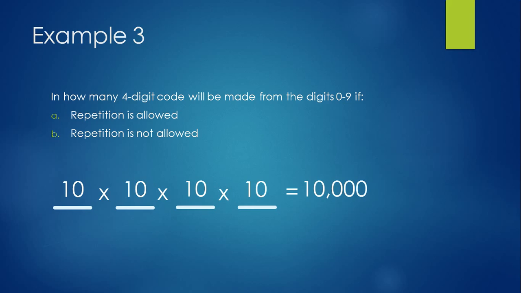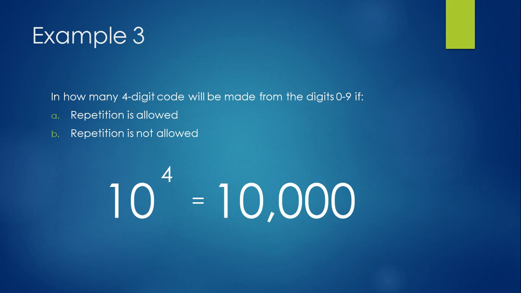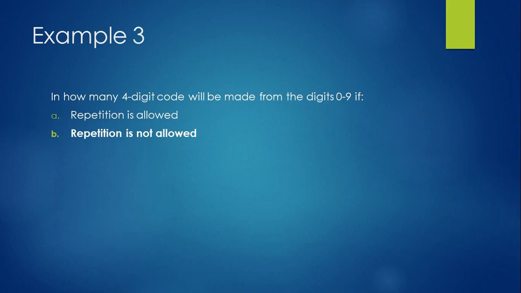By using the formula, the solution would be 10 raised to 4, since 10 is the total number of elements, and 4 is the number of elements taken to be used for the arrangement. So the answer would be 10,000, same as before. For letter B, in the first position, there are 10 arrangements. Since in this case, repetition is not allowed, the digit from the first position cannot be used again in the second position. So there will be 9 arrangements. In the third position, there will only be 8 arrangements left. And in the fourth position, there will only be 7 arrangements left.